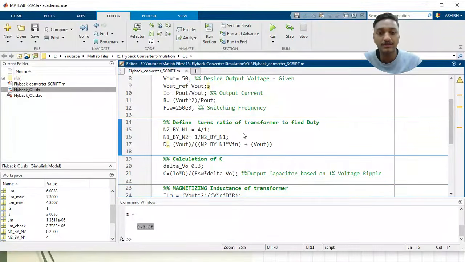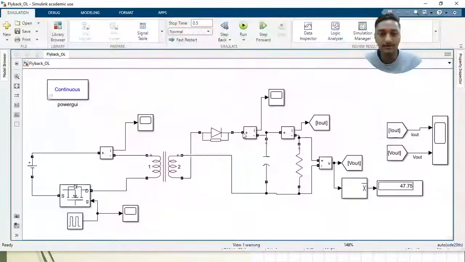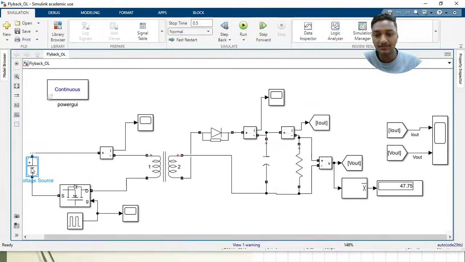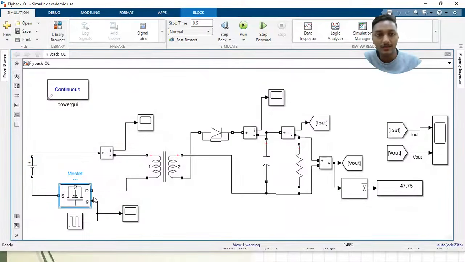Now I will move to our Simulink model and show you the complete block diagram. This is the simple flyback converter I have drawn in the Simulink model. This is my VS available, Vin 24 volt. Now I have kept the switch here.